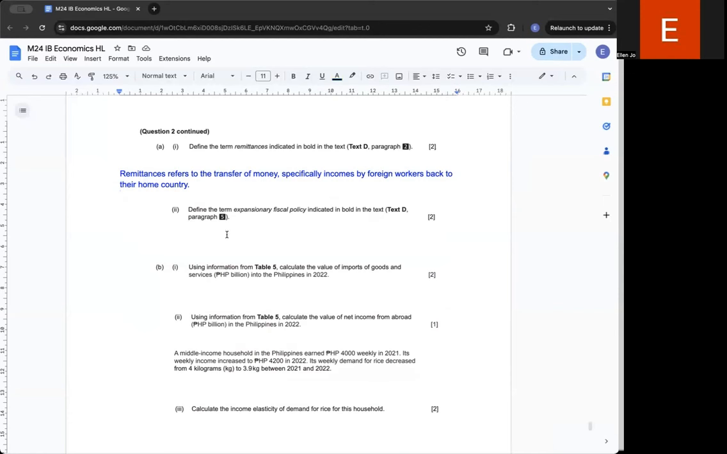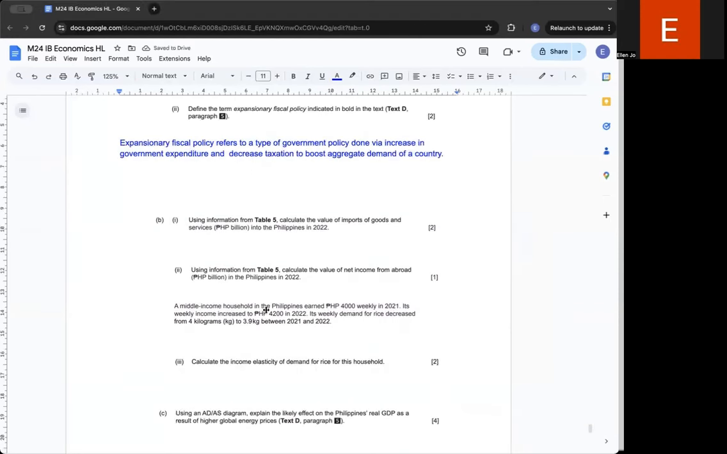Next, define the term expansionary fiscal policy indicated in bold in the text. Expansionary fiscal policy refers to a type of government policy done via an increase in government expenditure or decrease in taxation to boost the aggregate demand of a country.